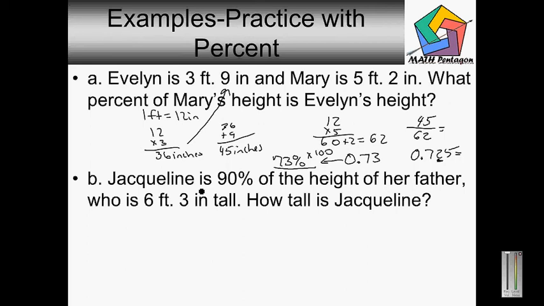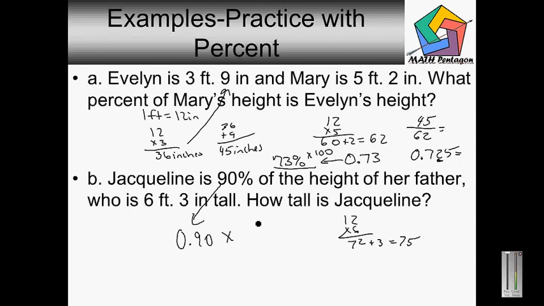Okay, the next question is, Jacqueline is 90% of the height of her father, who is 6 feet tall and 3 inches in height. How tall is Jacqueline? So I want to convert this 90% to 0.90, and I want to multiply. First I want to convert 6 feet and 3 inches to just inches, so 12 times 6 is 72 inches, plus the 3 inches is 75 inches.